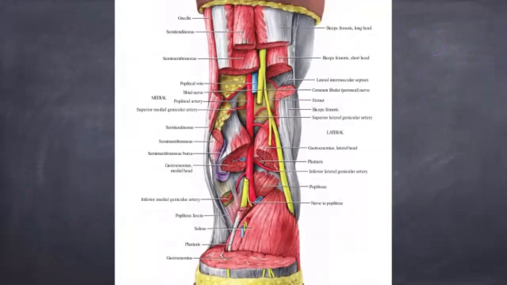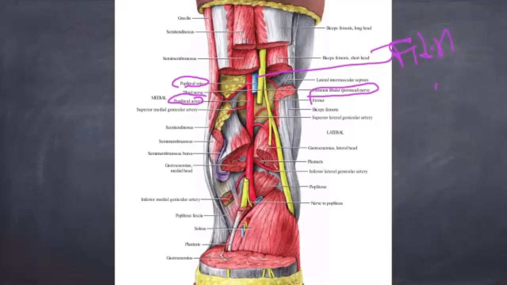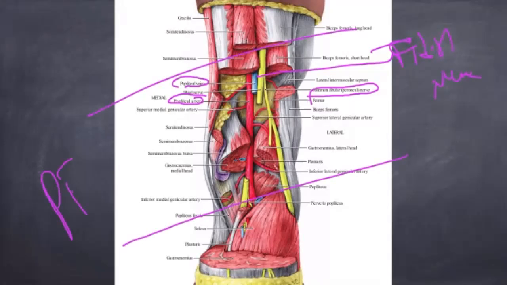Okay, this is more clearly the popliteal artery, this one, and its branches, superior branches and inferior branches, along with the popliteal vein, tibial nerve and common fibular nerve. This is the tibial nerve and common fibular nerve, and their branches, all in the popliteal fossa, right.